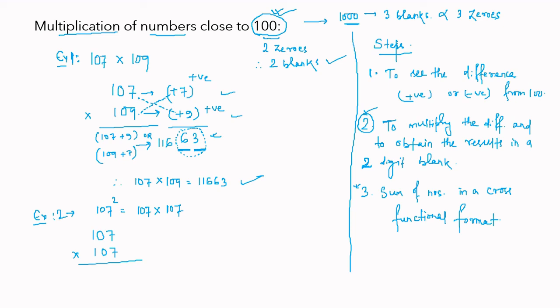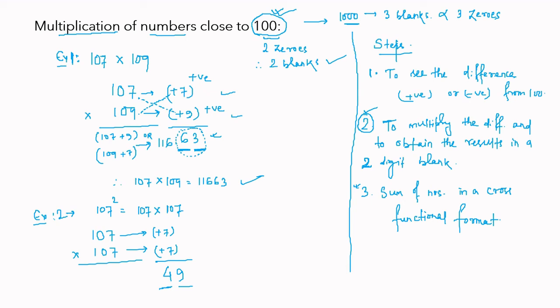So the first step was to see the difference from 100 in a positive or negative format. Signs are important, always remember that. Now 107 has a difference of plus 7 from 100, and by that we are done with our first step. The second step was to multiply the differences and write it in a 2-digit blank format. In this case, multiplication of differences is plus 7 into plus 7. That will fetch us 49. It is already a 2-digit number, hence it perfectly fills our 2-digit blank.